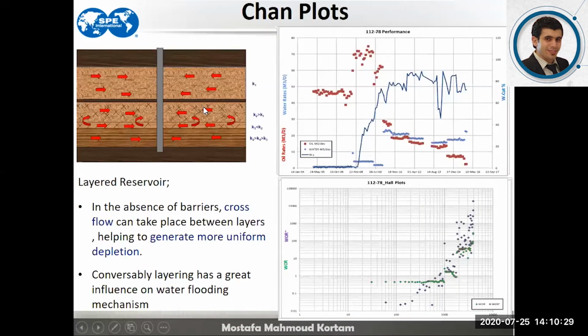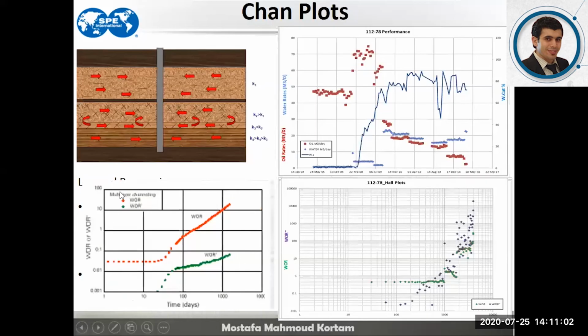One of the examinations that should be applied and considered in the practical case is to check the producer well and how the water production develops and rises with the water injection. So this is a chart where the red one is the oil rate, the blue one is the water rate, and that is the water cut percentage.